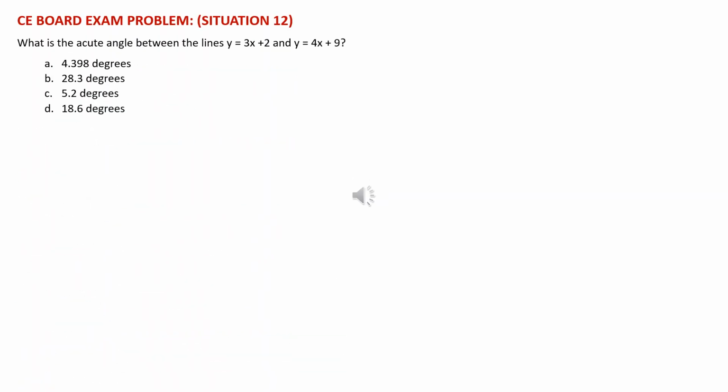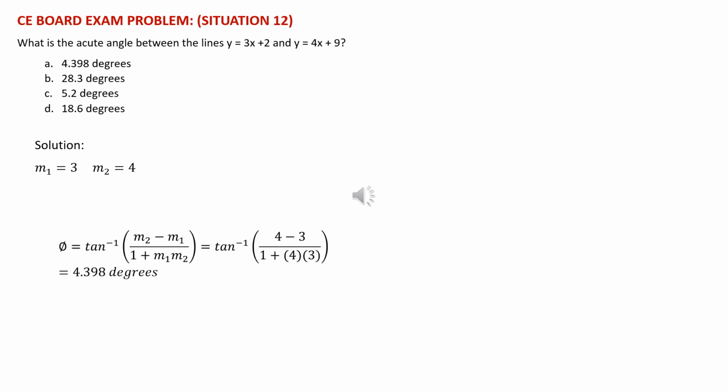Now let's have another board exam problem. What is the acute angle between the lines y equals 3x plus 2 and y equals 4x plus 9, given the following choices: 4.398, 28.3, 5.2, 18.6. And of course, given this problem, we have slope 1 as 3 and slope 2 as 4. Finally, using the angle between two lines formula, our final answer to this given board exam problem is 4.398 degrees.